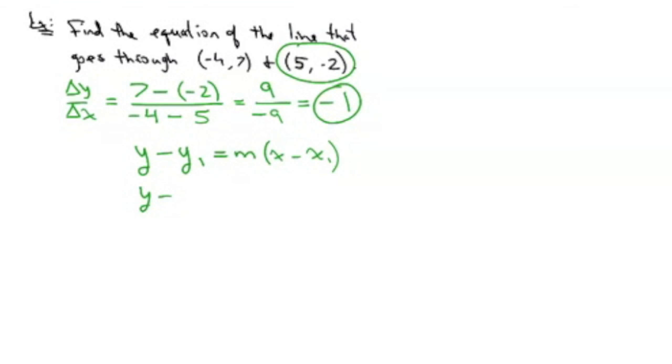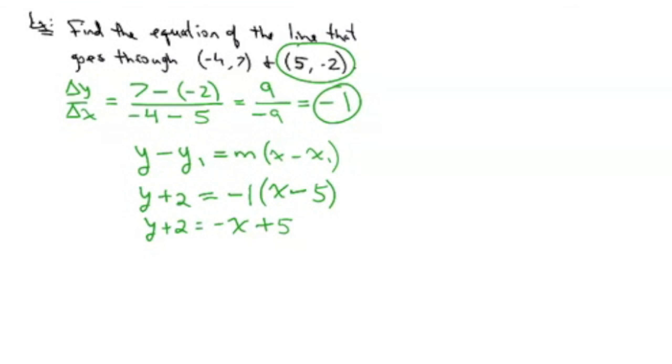So it becomes y minus a -2, so that turns into +2, equals m, -1, times x minus 5. Don't say x minus -5, because then it'll be x plus 5. So x minus 5. Alright. Distribute the negative, so you get y plus 2 is equal to -x plus 5.